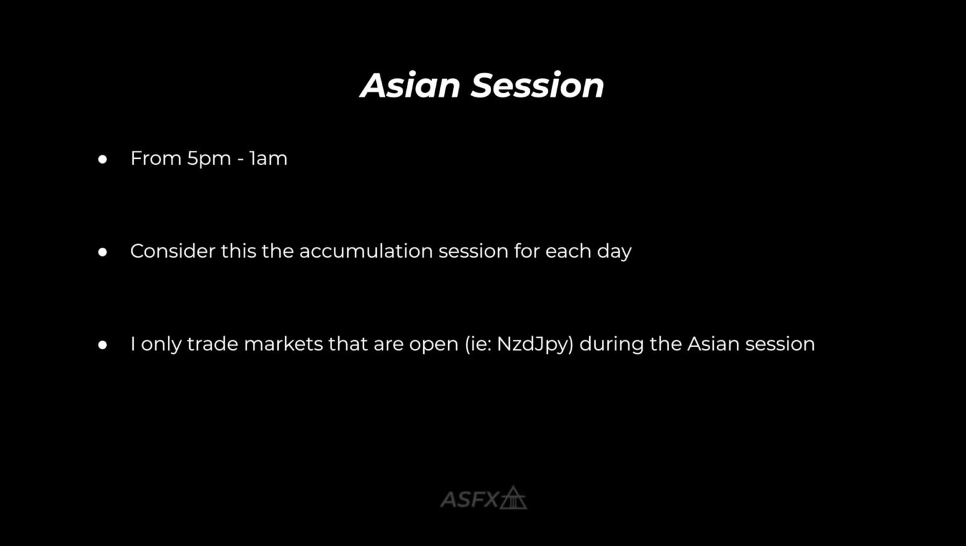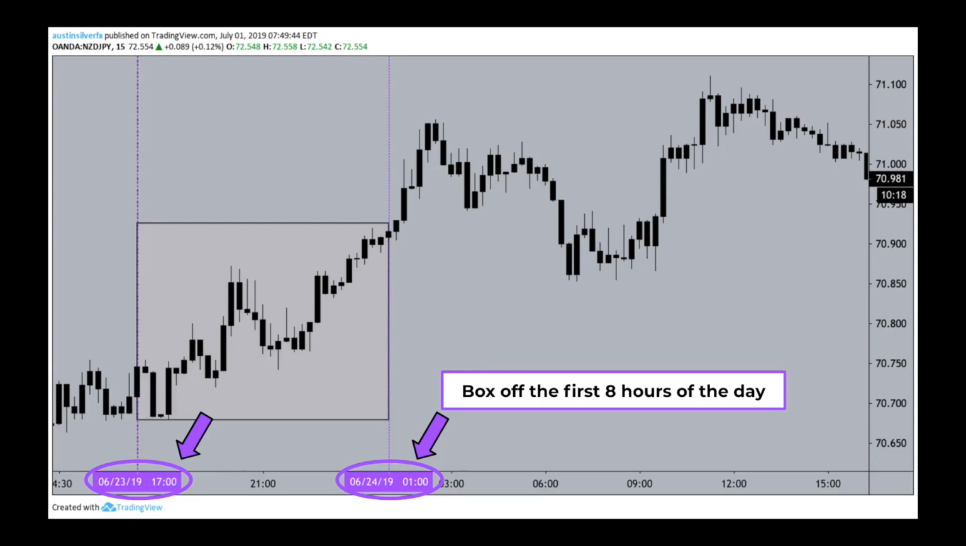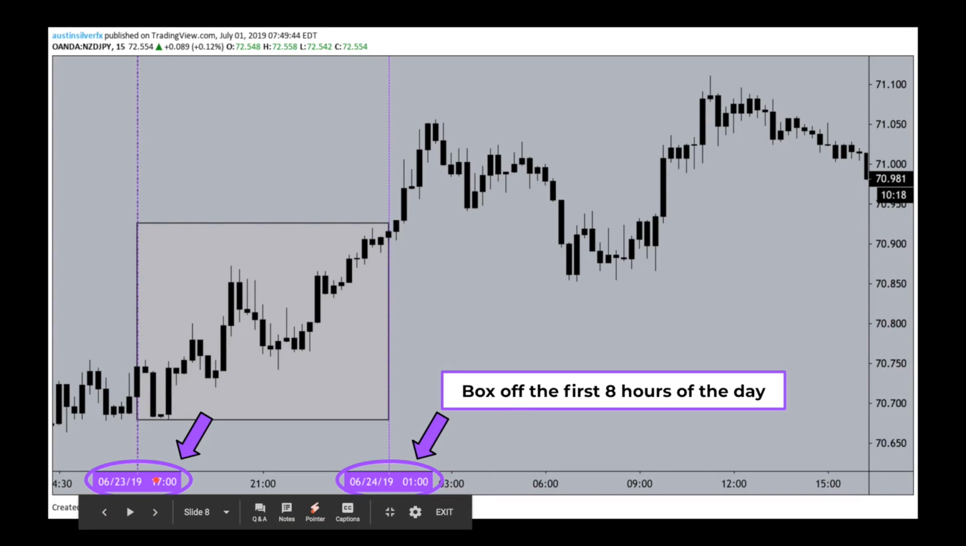So you need to just understand the Asian market is from 5 p.m. to 1 a.m. when we talk about those first 8 hours of the trading day, right? And an accumulation zone for the day. You can see here, I have some chart examples for you. You can start measuring this on TradingView from 1700 to 1 a.m. So this is 5 p.m. to 1 a.m., the first 8 hours of your day.